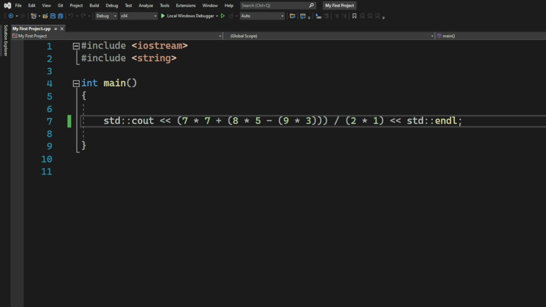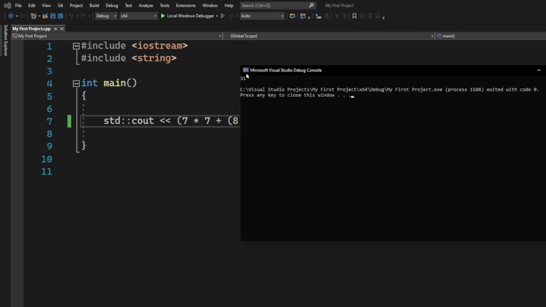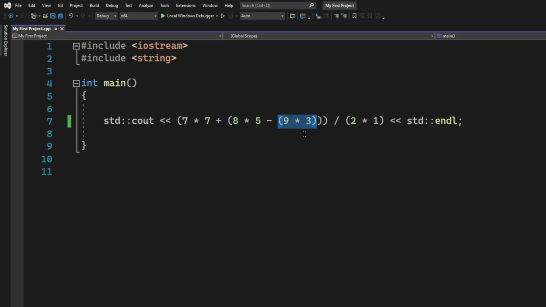When we run the program, the result is 31. Breaking down this example, 9 times 3 is calculated first, and it equals 27. Then, you have the second parentheses, which will become 8 times 5 minus 27. Multiplication has higher precedence than subtraction, so 8 times 5 is 40. Now you have 40 minus 27, which becomes 13.